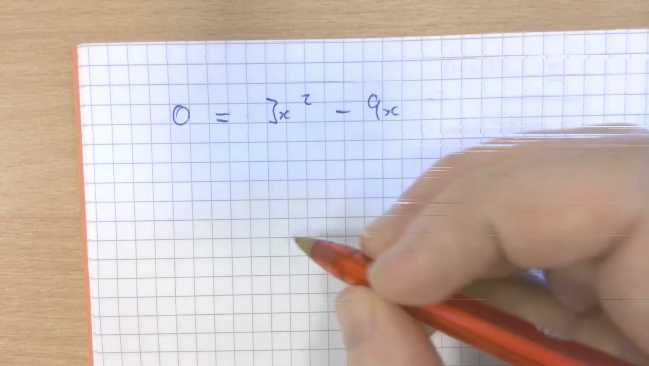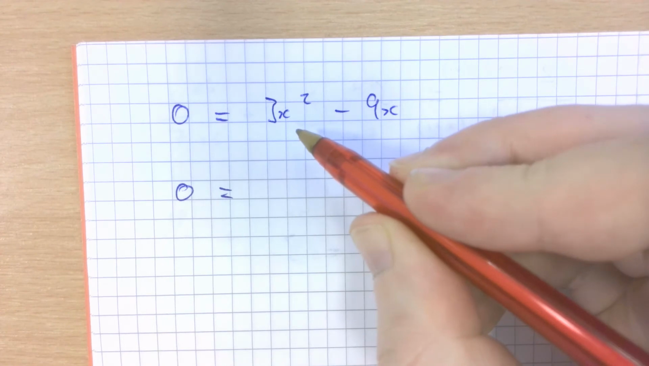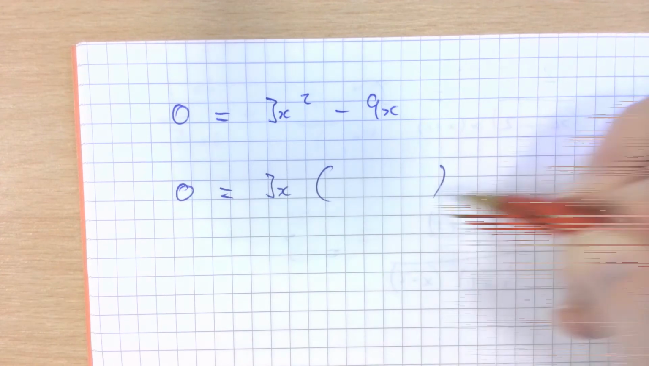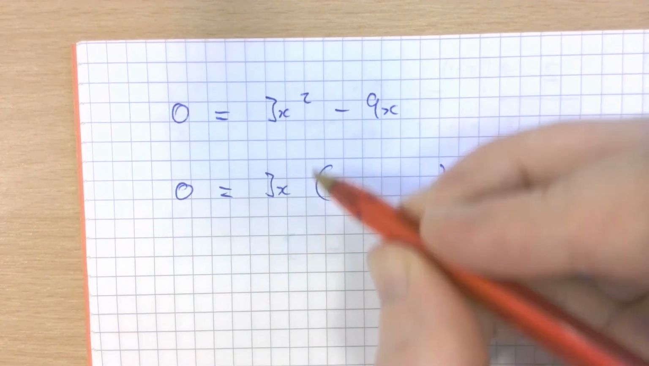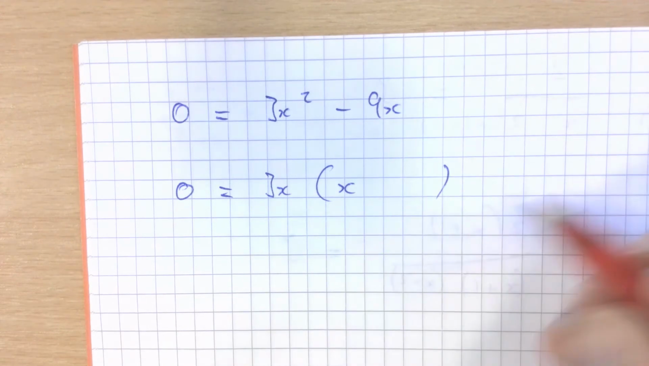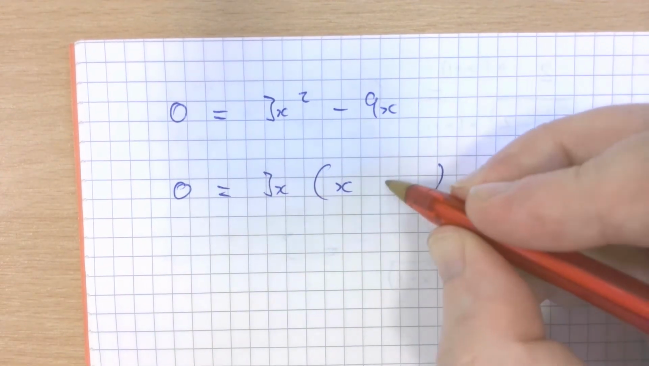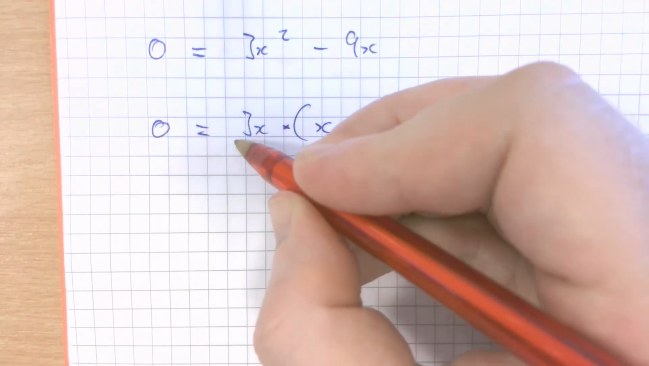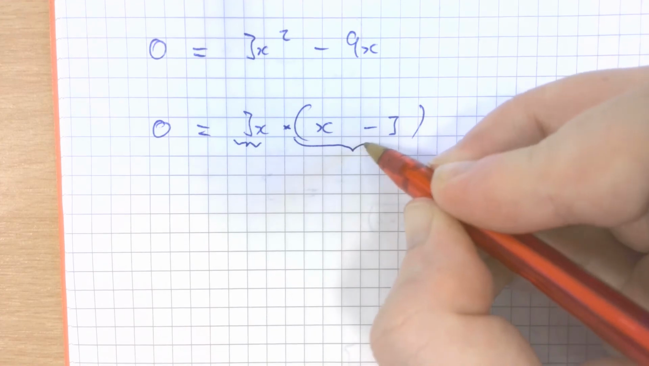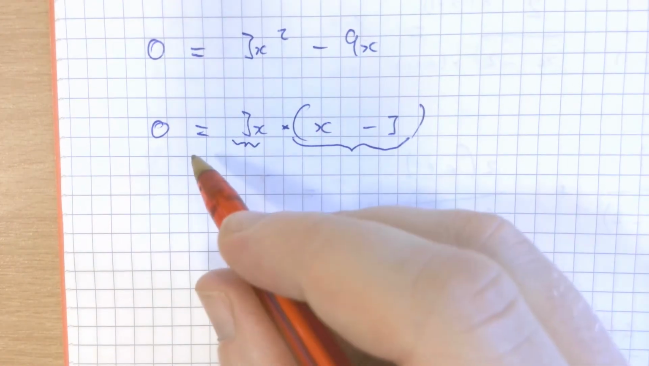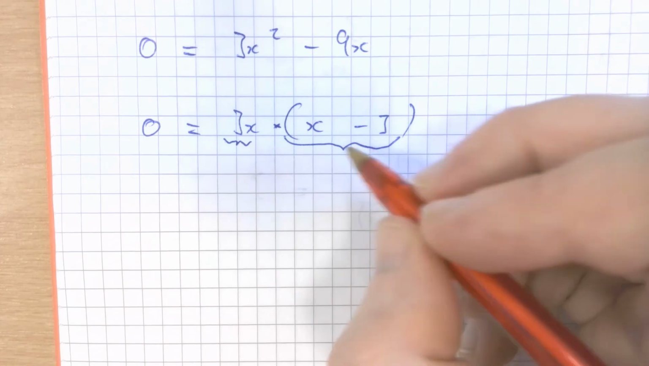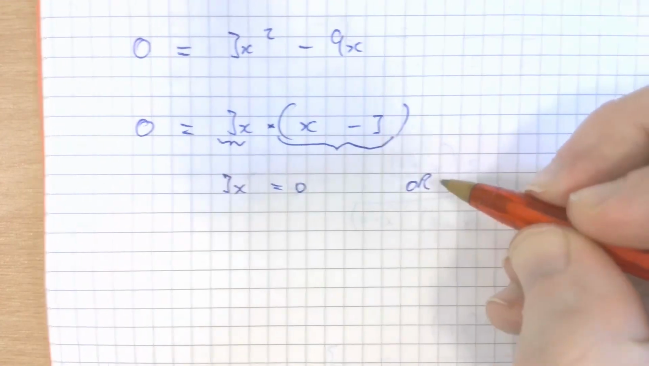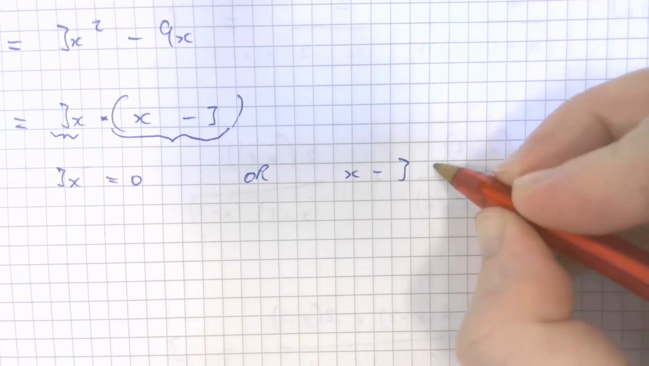It's a single bracket factorization. The common factor in both 3x squared and minus 9x is 3x. I'm opening up a single bracket. What would I times 3x by to make 3x squared? The answer is x. What would I times 3x by to make negative 9x? That's minus 3. And then we have two values being multiplied together, and the answer is 0. So for the product of these two things to be 0, either 3x equals 0, or x minus 3 equals 0.